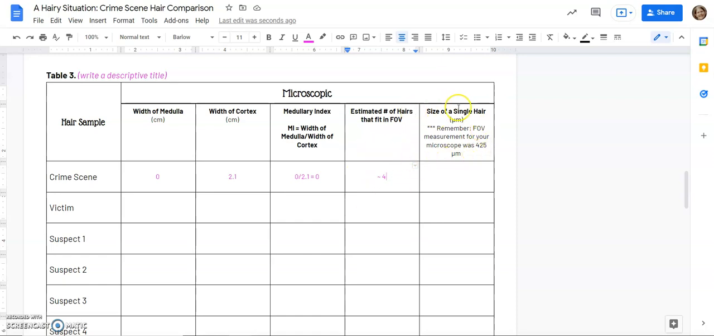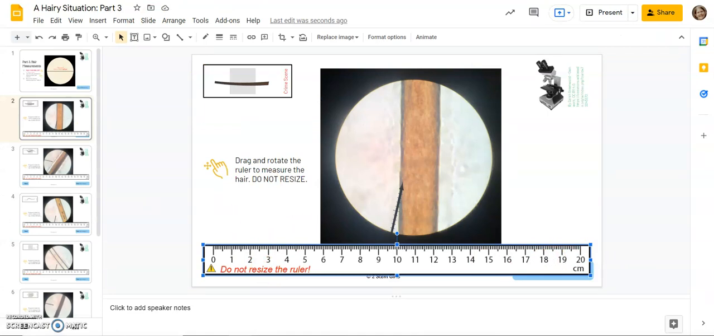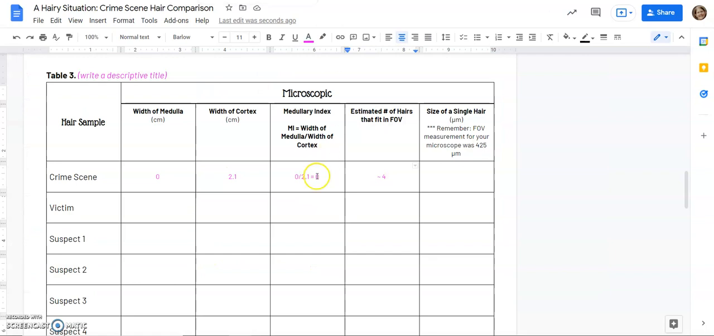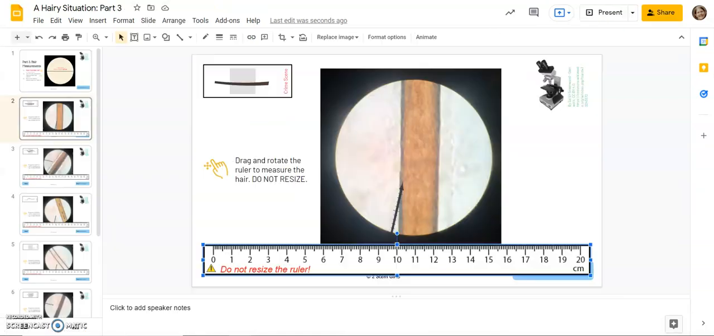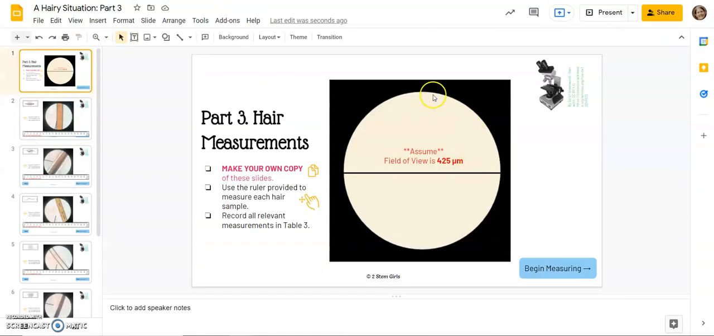The next column is the size of a single hair in micrometers. Our measurements here were in centimeters, and they did that because that's the ruler they had to work with, and it'd be too small on a virtual lab to do a ruler that's smaller than that. But really we measure hair in micrometers. If you look back on your Part 3 slideshow, it told you to assume that the field of view measurement for high power for that entire field of view is 425 micrometers.